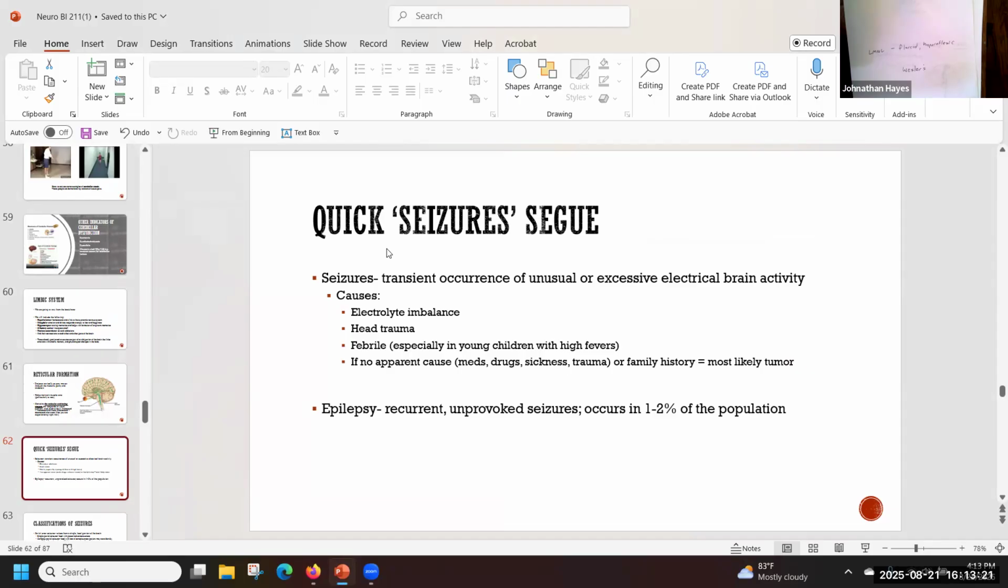Most of the time you don't have to determine why this person has a seizure. I'm trying to say that carefully. It'll usually come from one or two things in your practice, in your environment. And it's usually an electrolyte imbalance, or it could be febrile. So it could be coming from a fever.